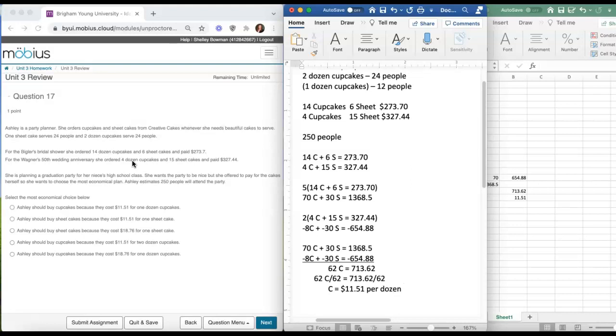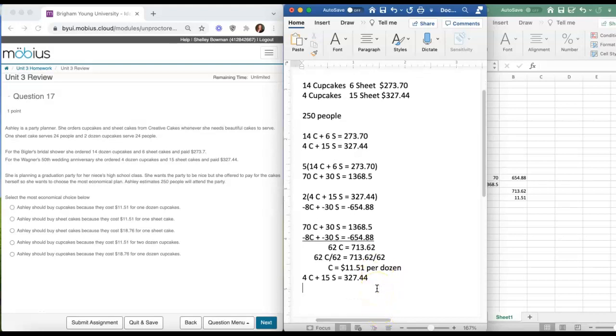All right, so now that we have that, we're going to go back to one of our original equations and substitute the 11.51 in for cupcakes here. And since I'm multiplying by a smaller number, I'm going to take this one for the cupcake since the 4 is smaller, just because it doesn't matter. I could use either one.